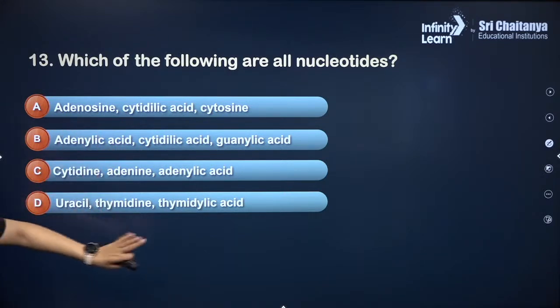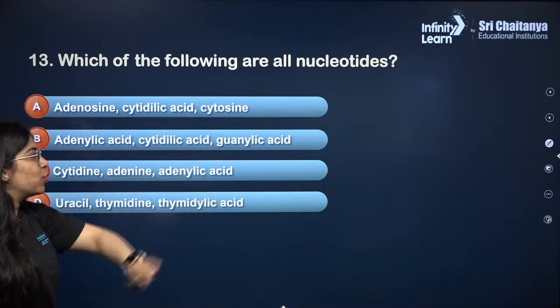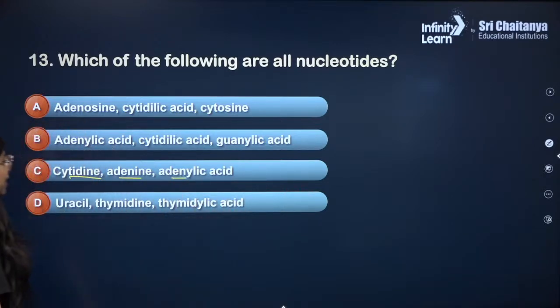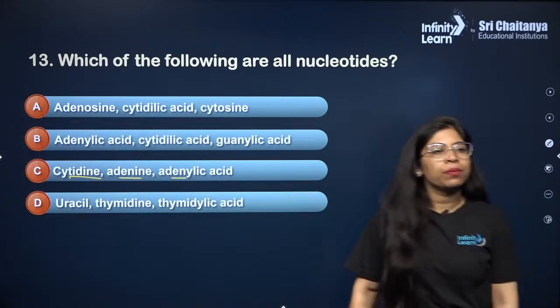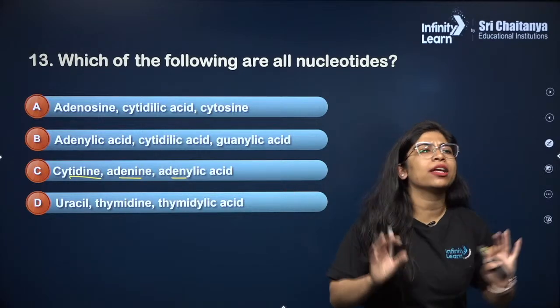Which of the following are all nucleotides? Yes, we're talking about DNA. The options are: adenosine, cytidylic acid, cytosine; adenylic acid, cytidylic acid, guanylic acid; cytidine, adenine, adenylic acid. Everyone, even if you don't know anything, you can answer this. I'm asking in which option all are nucleotides. Even if you don't know it, you can answer by just seeing the pattern.